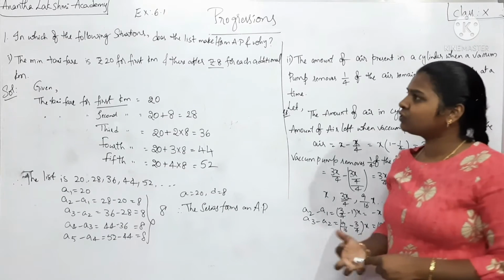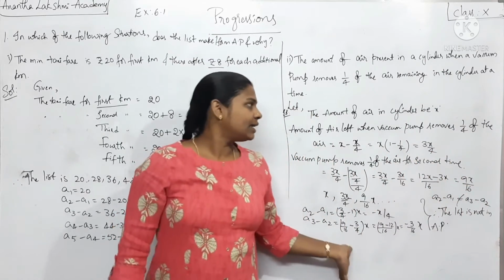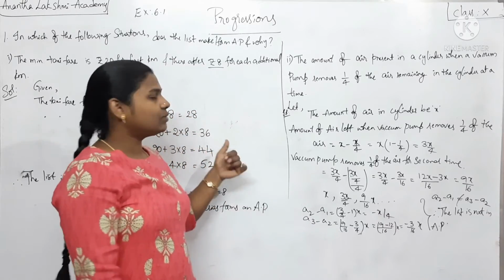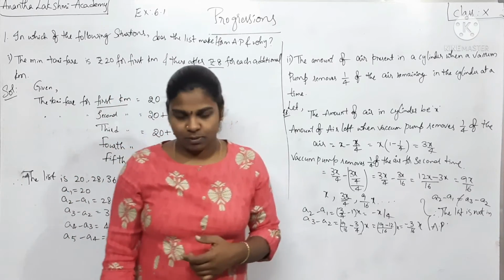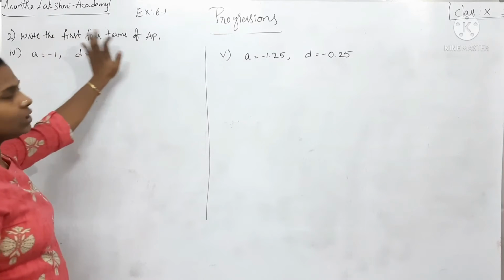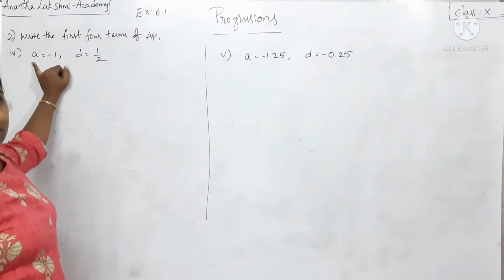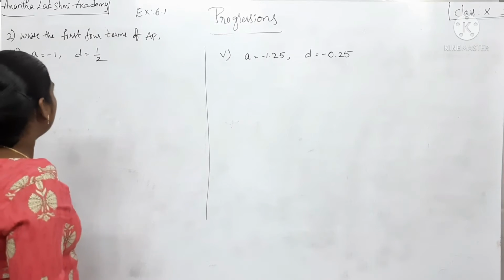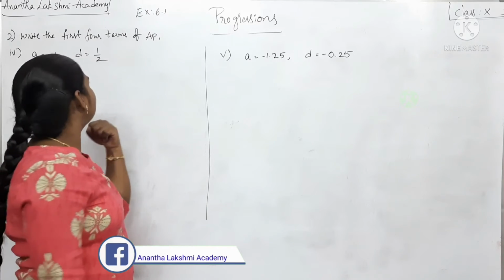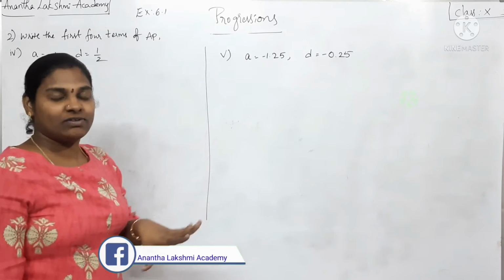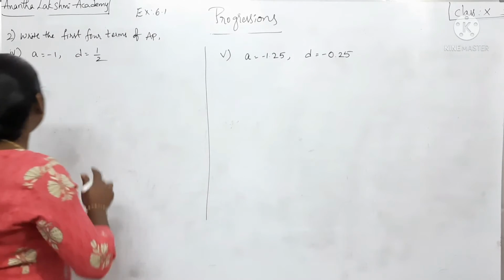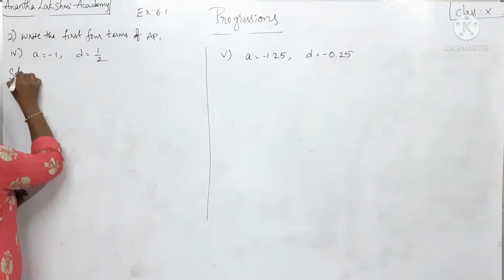Okay. I have solved 2 bits for you. I am leaving the rest of the 2 bits for your practice itself. So let's jump into the next problem, which is the second problem. Here we are asked to figure out the first 4 terms of the AP given the first term and the common difference. Okay. There are 5 bits in this particular problem. I have chosen the particular ones which I felt you might find difficult. So I have chosen the 4th bit and the 5th bit. Okay. So let us solve this problem.